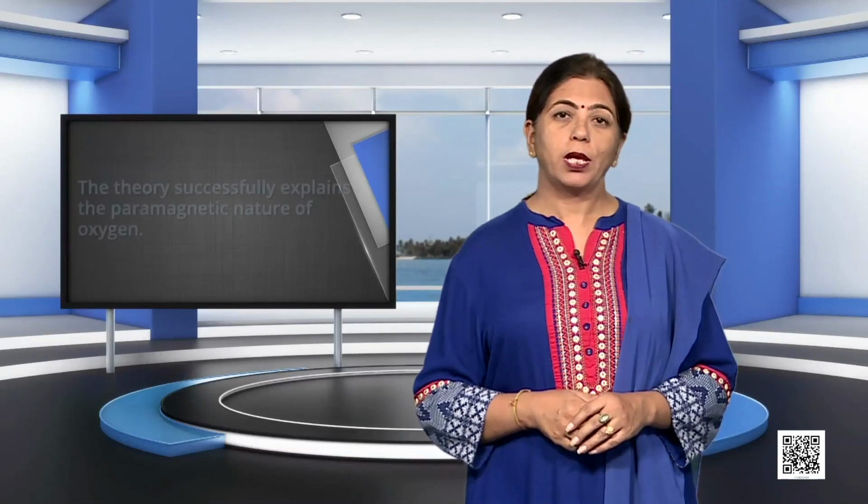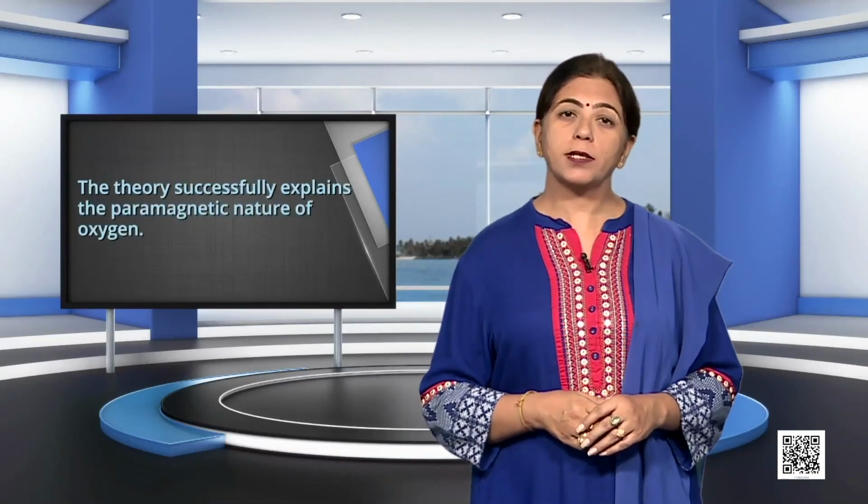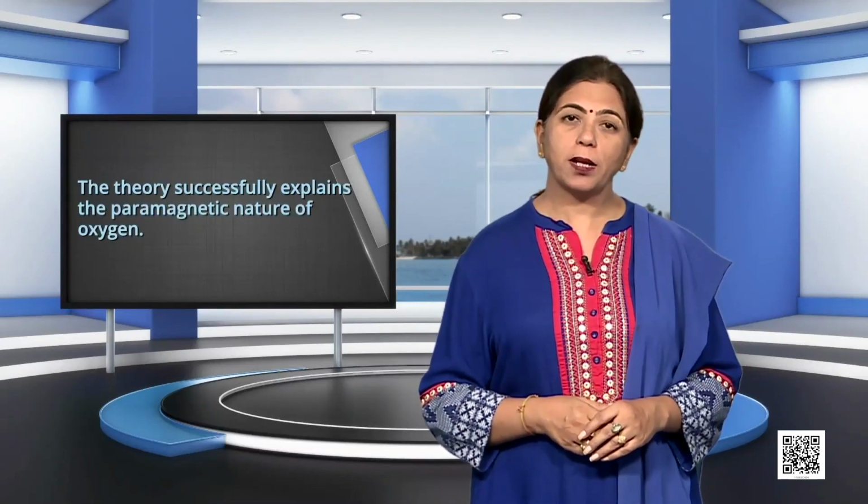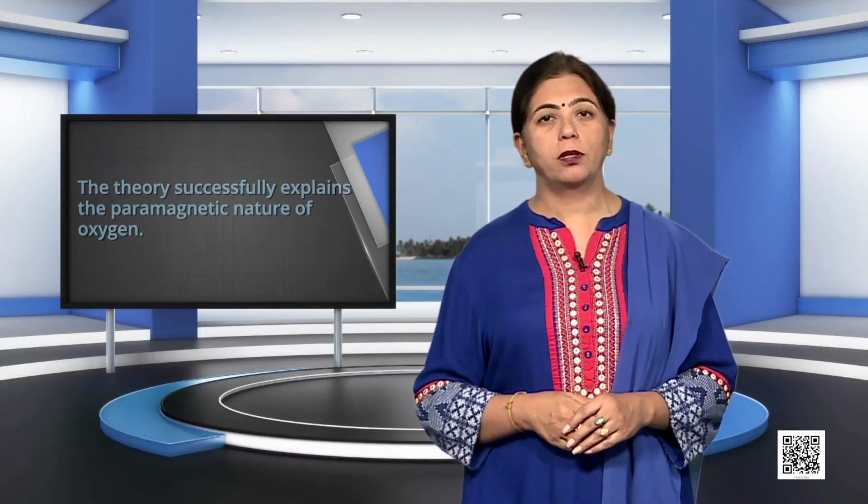Moreover, it may be noted that it contains two unpaired electrons in pi antibonding 2px and pi antibonding 2py molecular orbitals. Therefore, oxygen molecule should be paramagnetic, a prediction that corresponds to experimental observation. In this way, the theory successfully explains the paramagnetic nature of oxygen.